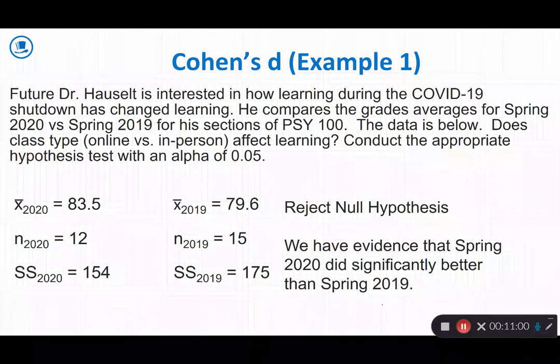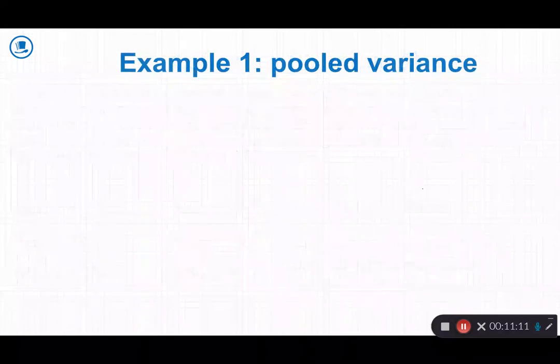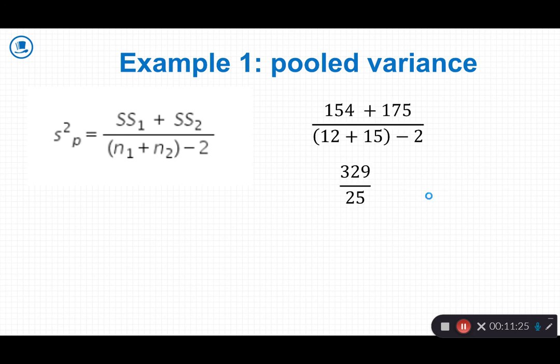So we had evidence that students in the spring 2020 semester did better than in the spring 2019 semester. So let's look at Cohen's d for this data. First, remember the pooled variance. The pooled variance is the sums of squares of one group plus the sums of squares of the other group, divided by the degrees of freedom. This is what the calculations look like when we did the hypothesis test.